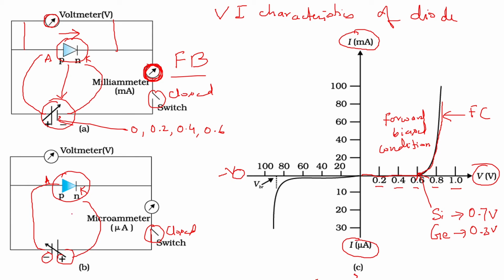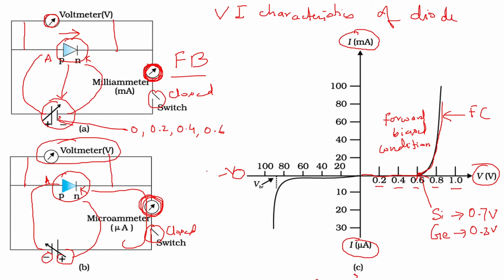And for minority charge carriers, it will be like forward bias and they start to cross over. There will be a small leakage current flowing, which will be of microamps, and that can be measured by a microammeter in series with the diode here. So here you can see a microammeter which can show the small leakage current flowing through the diode because of minority charge carriers. And here also you can see the voltage across the diode by connecting a voltmeter.